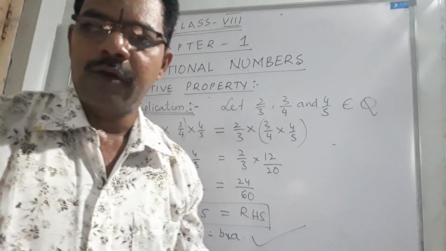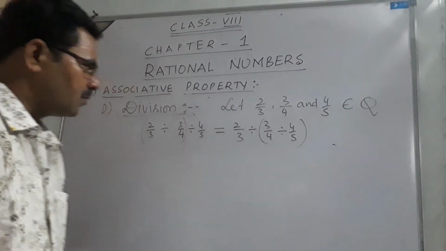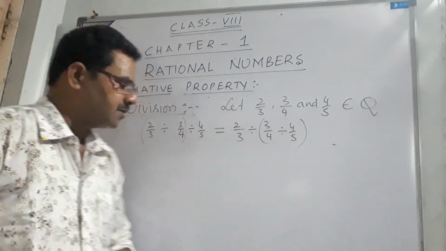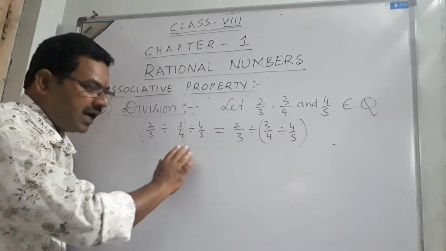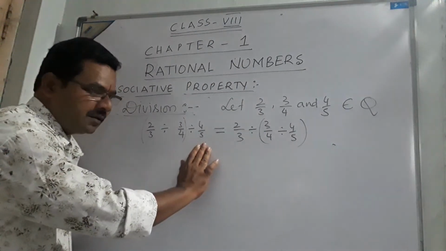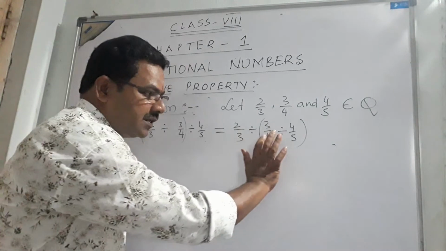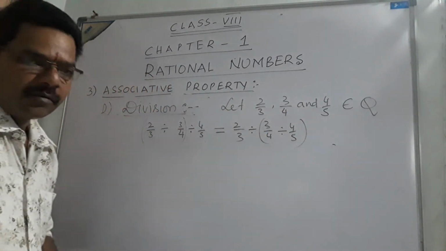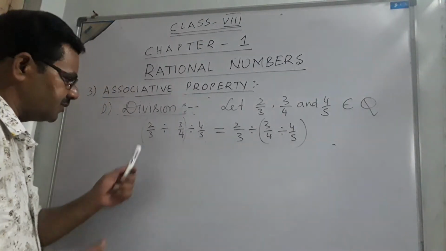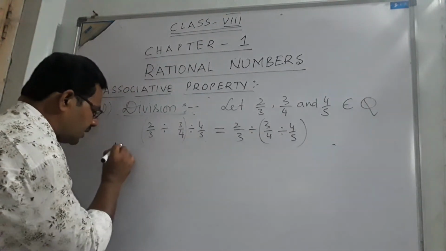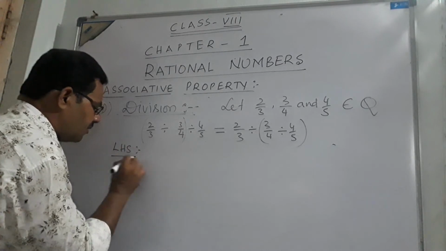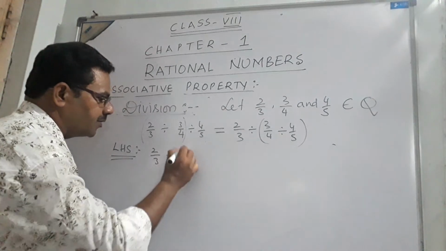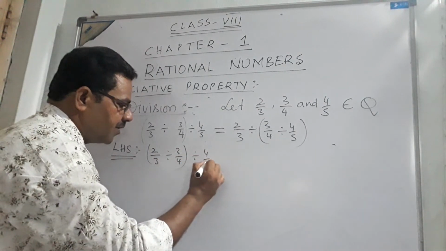Okay. Next we shall go for division. Now coming to division. In the division also I have taken three rational numbers. The first one and second one are divided. After that the result should be divided with the third one. And here, on the right side, we leave the first one, the second and third are divided, and the first one is divided with the obtained result. So first we shall take the left hand side. 2 by 3 divided by 3 by 4 and divided by 4 by 5.